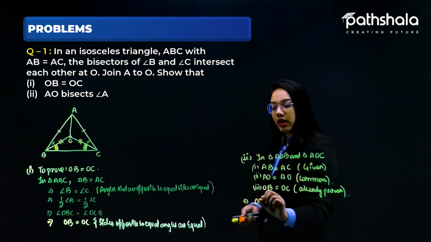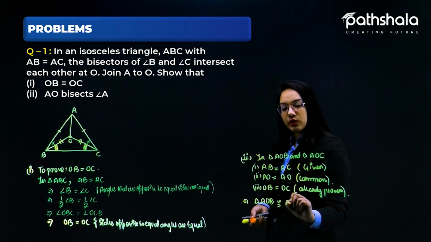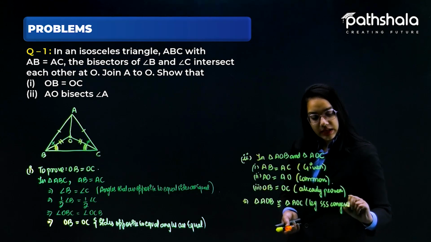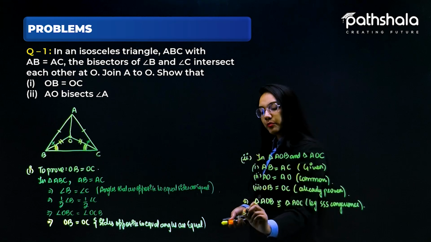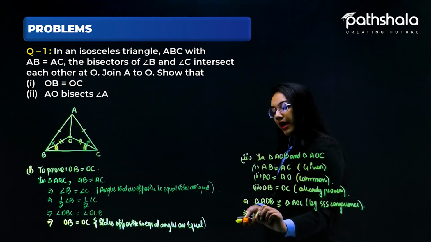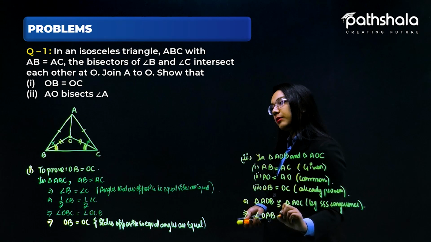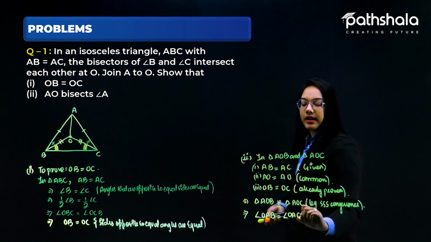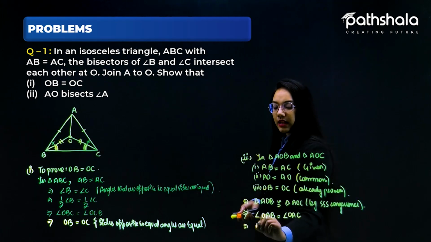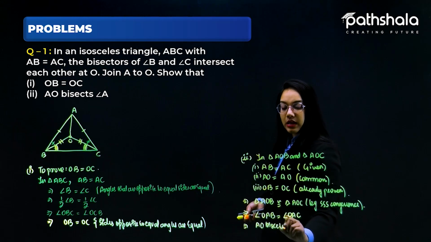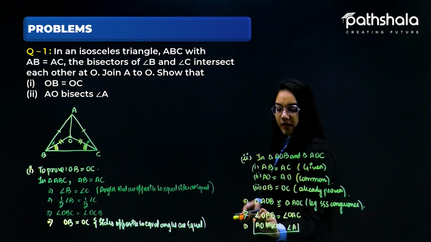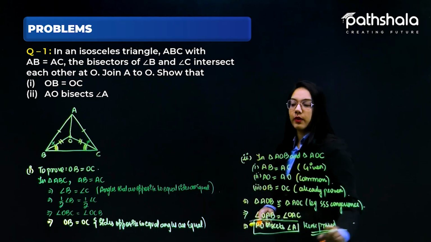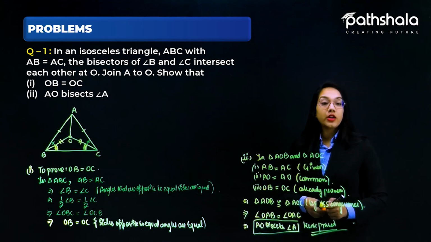So triangle AOB is congruent to triangle AOC by SSS congruence criteria, which implies that angle OAB is equal to angle OAC, and hence this is what we had to prove. It implies that AO bisects angle A. This is the proof of this particular question. I hope all the steps related to question number 1 are clear to you.